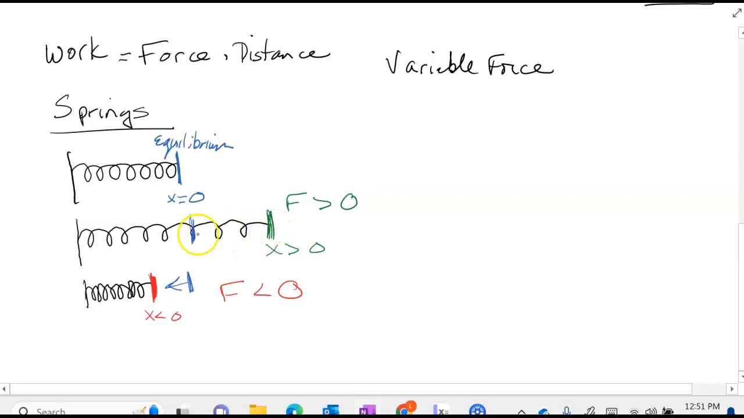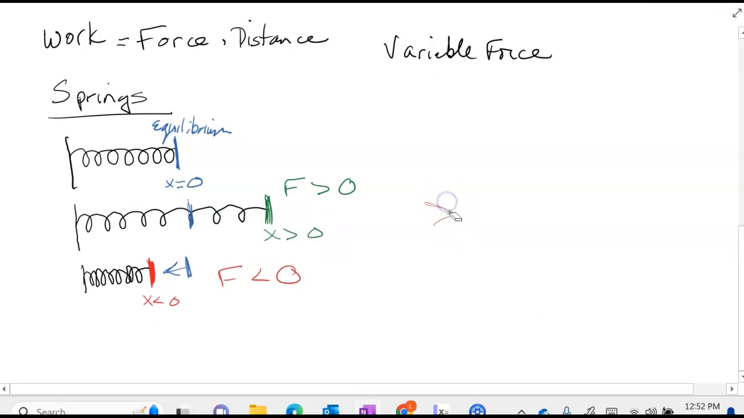Now, here's the thing. The force it takes to just move the spring from here to here is going to be less than if I wanted to move it way out here, right? That's why our force is variable. Same for compressing. If I try to compress it even further, the force and the energy it's going to take to make that distance is going to be greater. And that's why our force is variable, and why we can't just say work equals force times distance. That's not going to work.